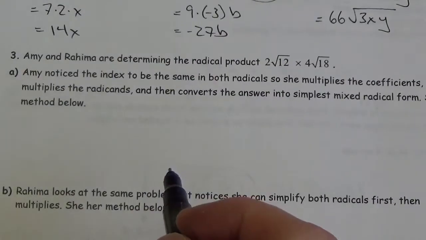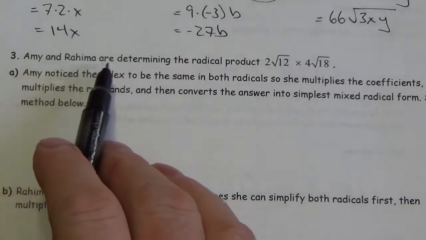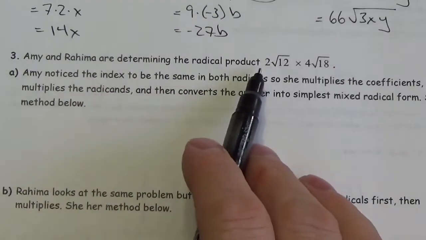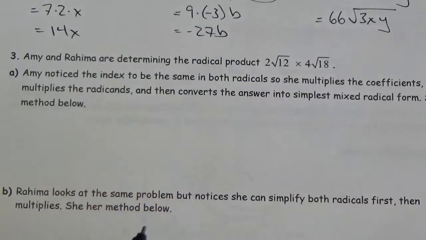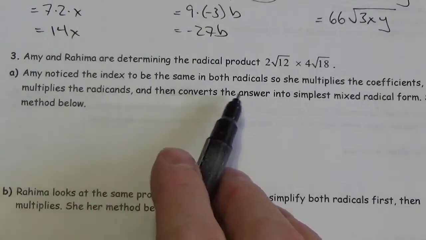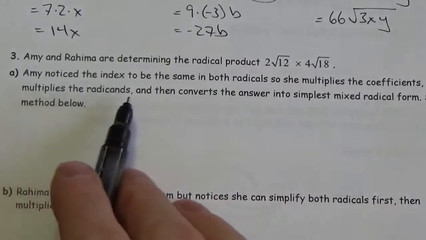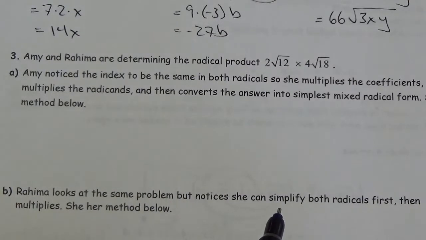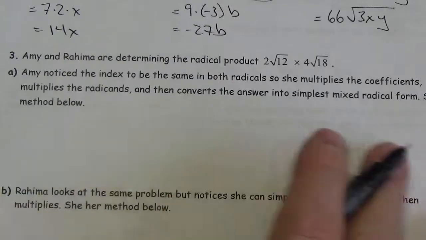Okay, let's take a look at this question here. Amy and Rahima are determining the radical product 2 root 12 times 4 root 18. Okay, so Amy noticed the index to be the same in both radicals, so she multiplies the coefficients, then multiplies the radicands. Then converts the answer into simplest mixed radical form. Okay, and we're supposed to show her method here.